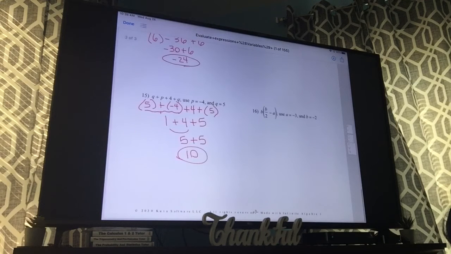I don't know how many problems I put on here. 16. Okay, now look at the other side with me. I'm going to write you guys a couple notes.